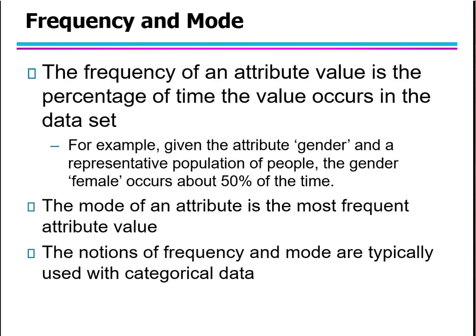Frequency and mode. The frequency of an attribute value is the percentage of time that value occurs in the dataset. For instance, in a representative population, the gender female occurs about 50% of the time. The mode of an attribute is simply the most frequent attribute value. Both frequency and mode are typically used with categorical data, where we are dealing with distinct categories rather than continuous values.